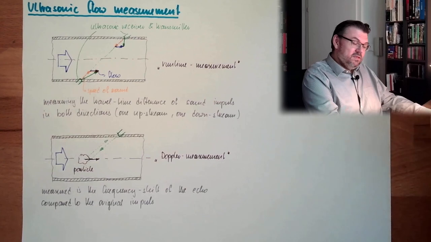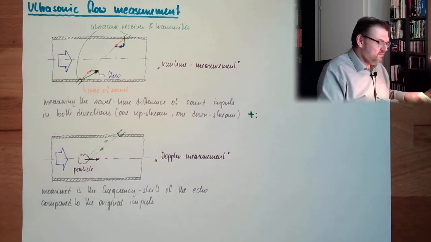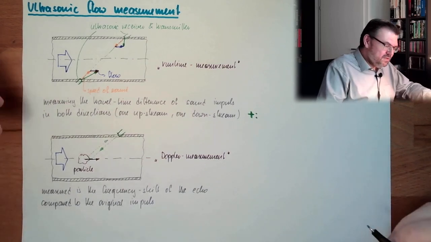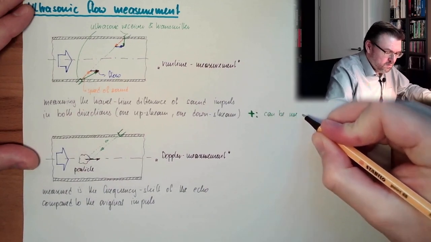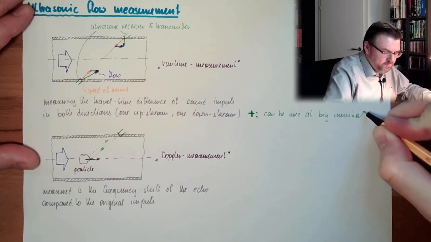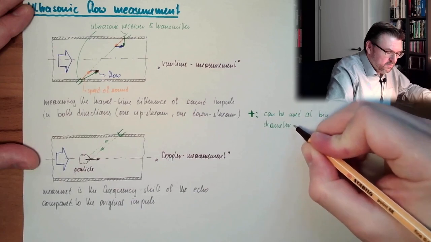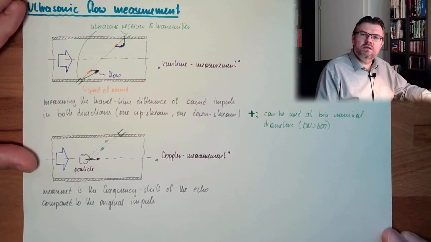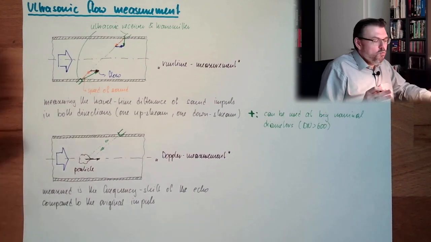So what are the upsides? The upsides, because as I said, they are widely used. Why? Because we can use this on big nominal diameters. DN bigger than 600, nominal diameter bigger than 600 millimeters. There we can even find 4 meters also possible. With ultrasonic flow measurement, there is almost no limit in diameter.